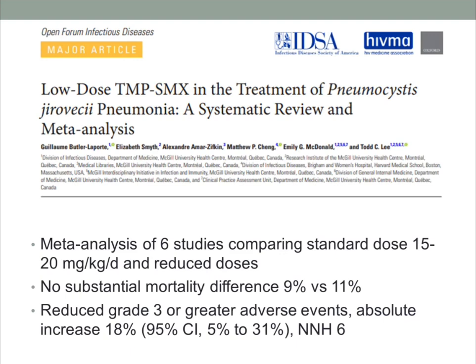This was a meta-analysis that was published recently in Open Forum, looking at, do we have to be as aggressive with this dosing of the 15 to 20 milligrams per kilogram per day, which is in the guidelines. They didn't find a mortality benefit at a reduced dose, so the 9 versus 11%. But there was a reduction in the amount of grade 3 or greater adverse events. And so being on that higher dose, there was an absolute increase of 18% with the number needed to harm calculated at 6 to develop a grade 3 or higher adverse event. So those are things like electrolyte derangements, transaminitis, rashes that are severe enough.